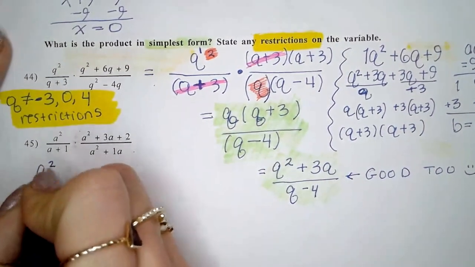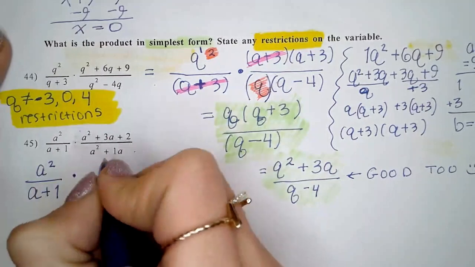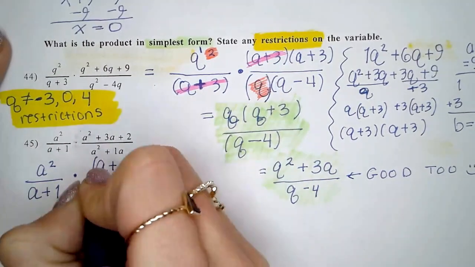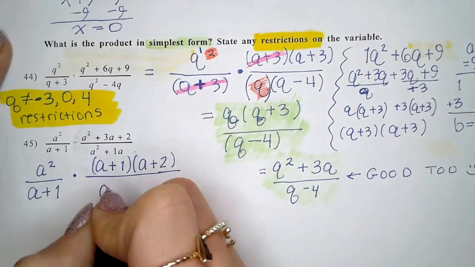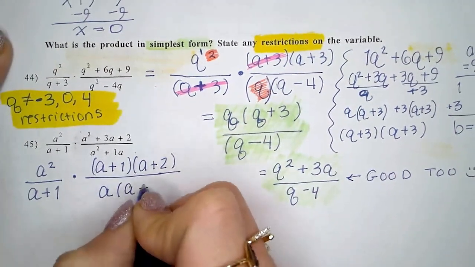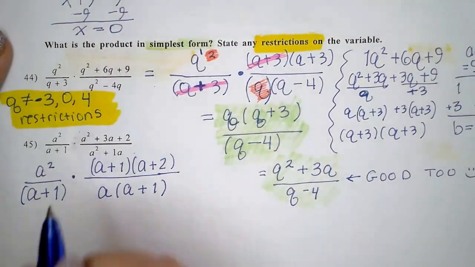So a squared on top stays. A plus 1 is already prime. That stays. If you factor this by grouping, you'll get a plus 1 and a plus 2. On bottom, GCF comes out. You have a times a plus 1. Any factors from top or bottom that match, you're going to cross out.